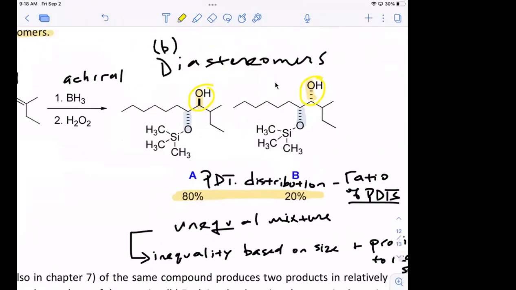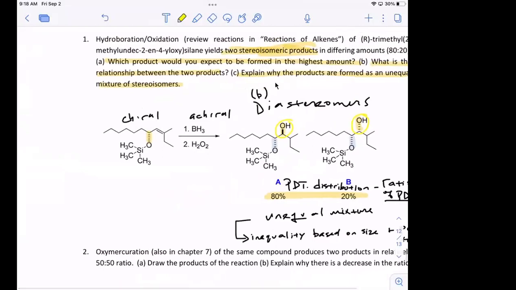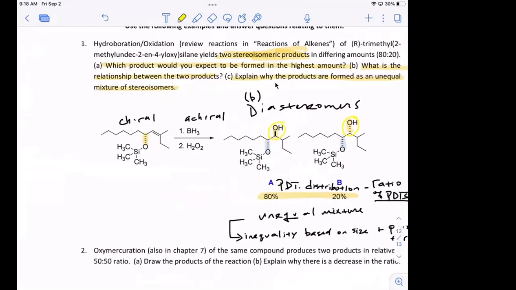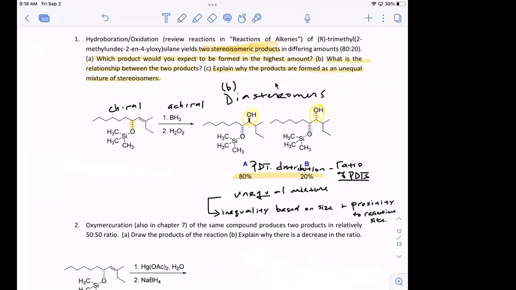All right, questions? Any questions? No, sir. All right, let's do this. Let me cut this out, because in order to answer, well, I kind of gave you the answer to A. If you look at the ratio, we can see that product A is formed in 80% yield and product B is 20% yield. But let's take that further, because we need to explain why. And so I want to take this and put it on a different page.